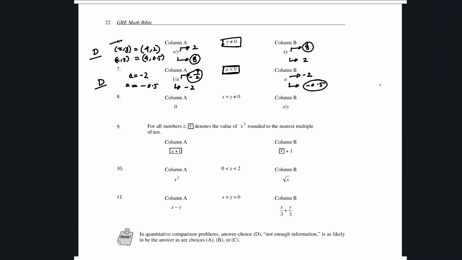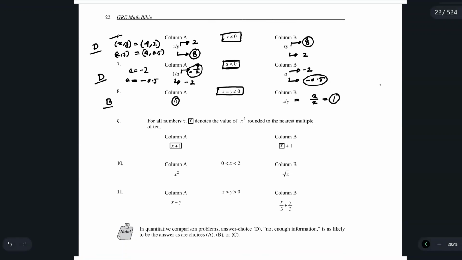For problem 8, we are given that x equals y, but they cannot be equal to 0. So column B, we can simplify to x over y, or x over x, because x equals y, which gives us 1. So we know that column B has a higher value than column A over here. So the answer to question 8 should be B.